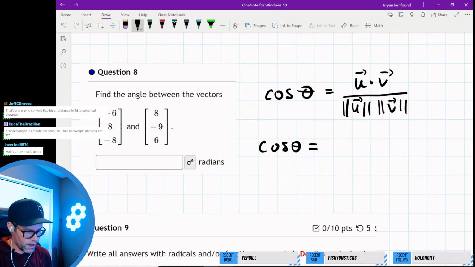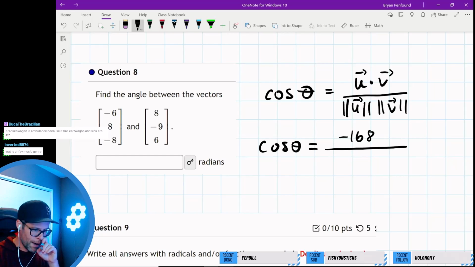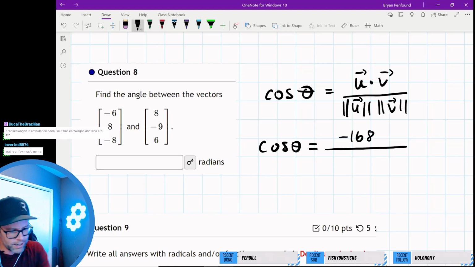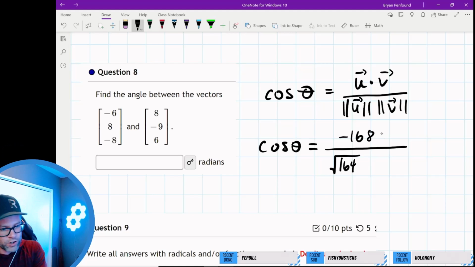So -48 minus 72 minus 48. So we get -168. What's the magnitude of our first vector? So 36 plus 64 plus 64 is 164. And then we have 64 plus 81 plus 36, so 181.